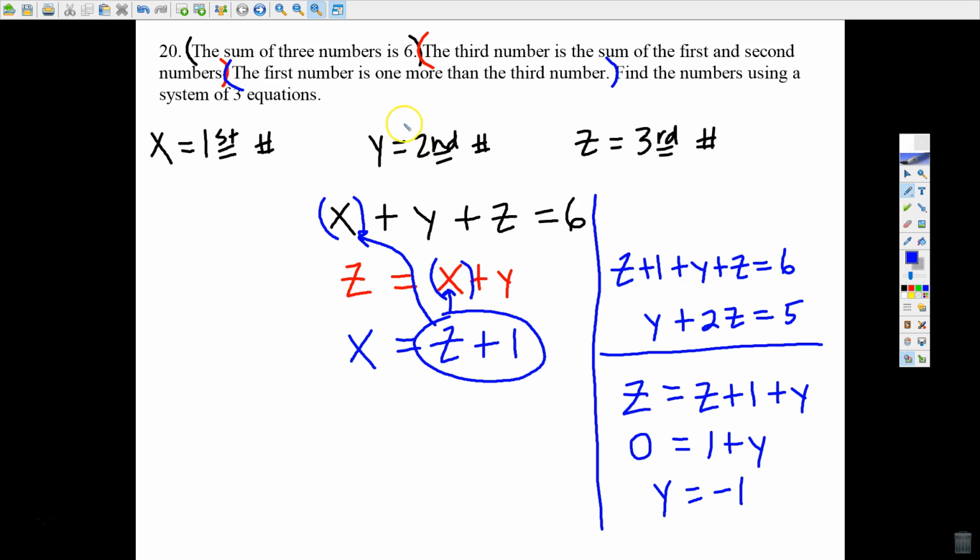All right, so I found the first of my 3 numbers. I know that the second number, or the one that I'm calling y, is negative 1. And now I just go back up through my work.